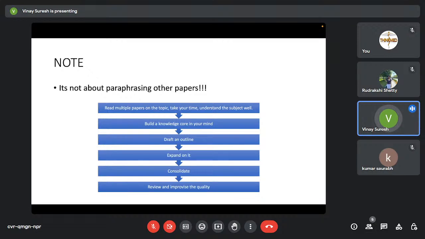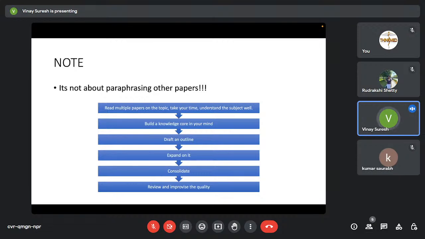So please note that while you write research papers, it's not about paraphrasing other papers. Paraphrasing is something that many researchers do. I've seen many people just read one or two papers, they read reviews, and they feel like, okay, we can write our paper. They copy paste huge chunks of those papers and then they just try to paraphrase them. They use different AI tools to paraphrase it and it doesn't look good, because that's not how a research paper is written. Ideally, you need to read multiple papers on the topic.